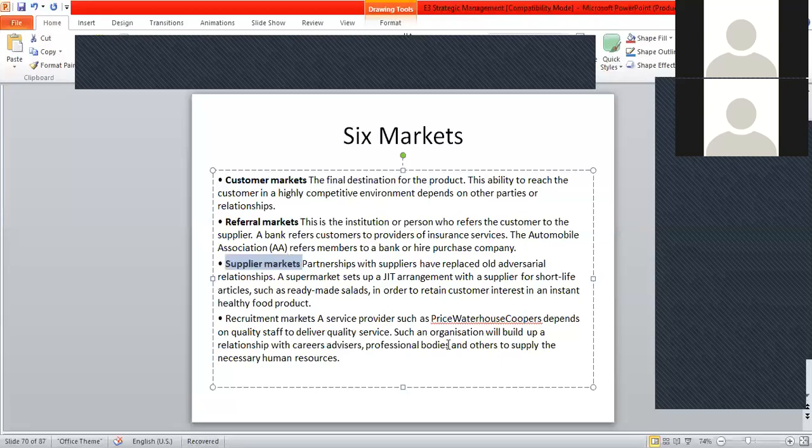That's an example given. So when they are connected with the supplier, immediately, whatever is the requirement, customized requirement rather. Partnerships with suppliers have replaced old adversarial relationships. So according to the requirement, because they are connected with the supplier, their needs can be fulfilled accordingly. Then we have recruitment markets.